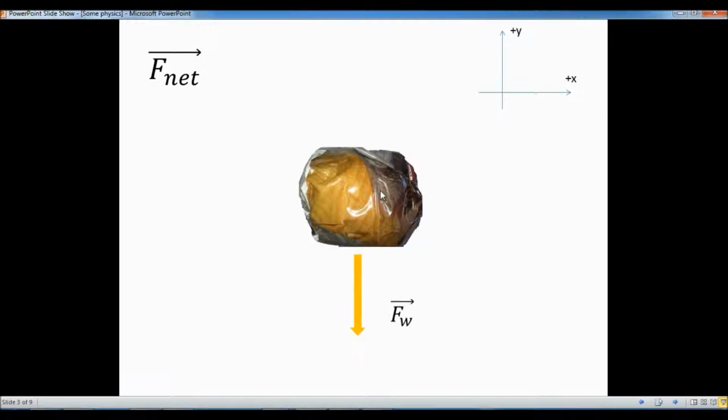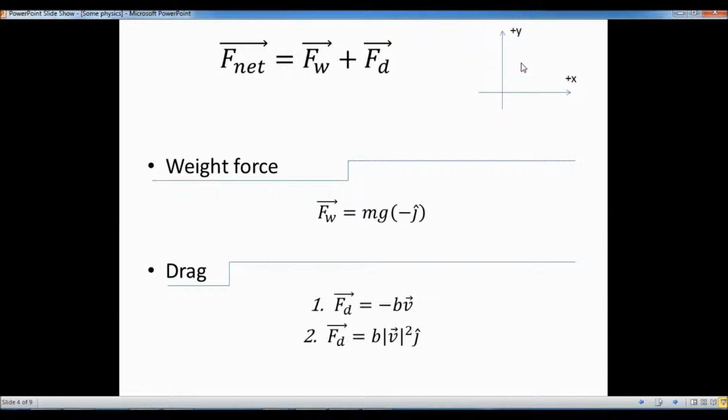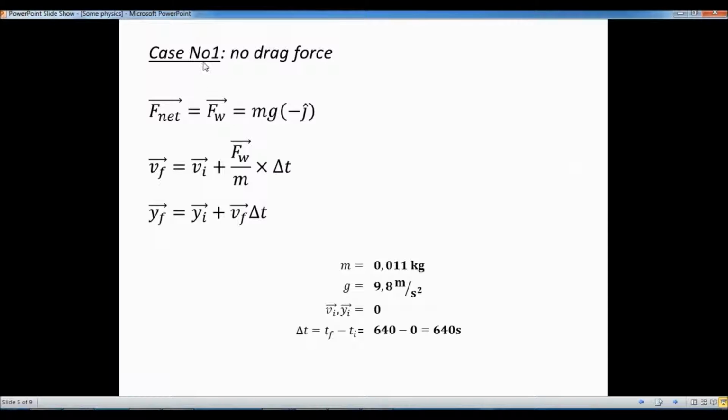There is Fw looking downwards at the negative y, and there is drag force opposite to the direction of the movement looking at the positive y. So F net is given from this equation, Fw from this equation, and I used these two equations for F drag, to be defined later. And then I took three cases.